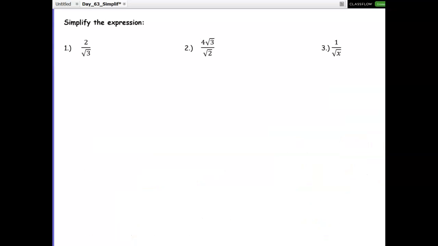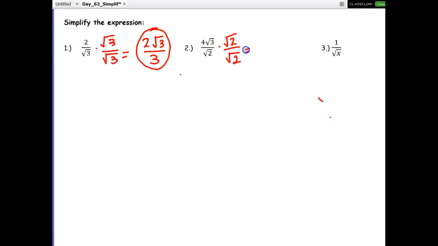Okay, so we're just going to try some examples. First one, we're just going to multiply by radical 3 over radical 3. We go straight across, we get 2 radical 3 divided by 3. We're always going to put it in simplest form. Number 2, we notice we have radical 2 in the denominator, so we're going to multiply by radical 2 over radical 2. In this case, we get 4 radical 6, all divided by 2. We can simplify a little bit more here because 4 divided by 2 is 2, so we end up with 2 radical 6 as our final answer for number 2.